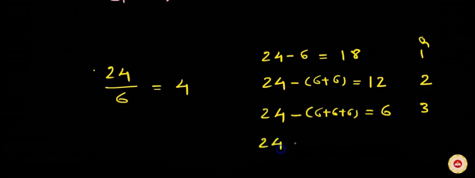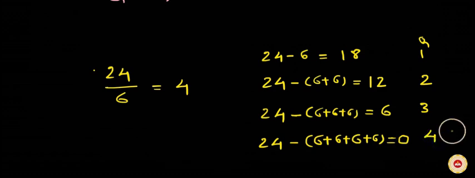Now 24 minus 6 plus 6 plus 6 plus 6. That means you are subtracting 6 from 24 4 times, which is equal to 6 plus 6 plus 6 plus 6. That means 24. So remainder is 0 here. How many times have you subtracted? 4 times. So write quotient 4 here.